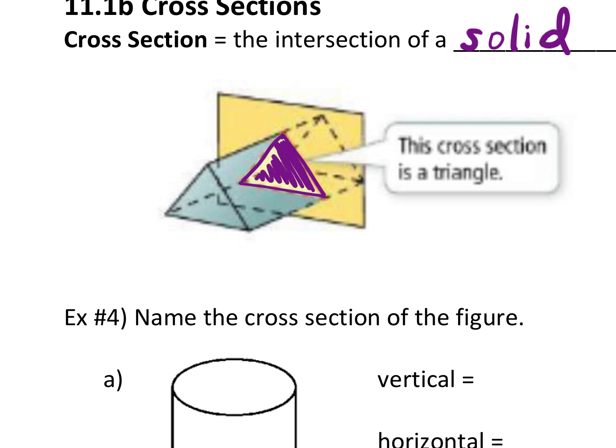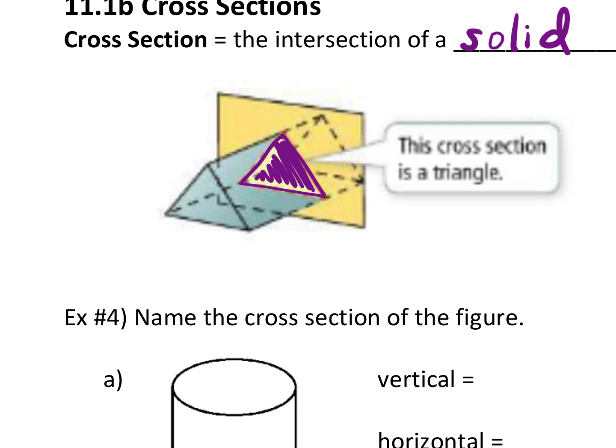Okay, this one's a little tougher to think through now. What if I take a piece of paper and I go like this through this figure? It's not a triangle. It's not a square. It's a rectangle, right?